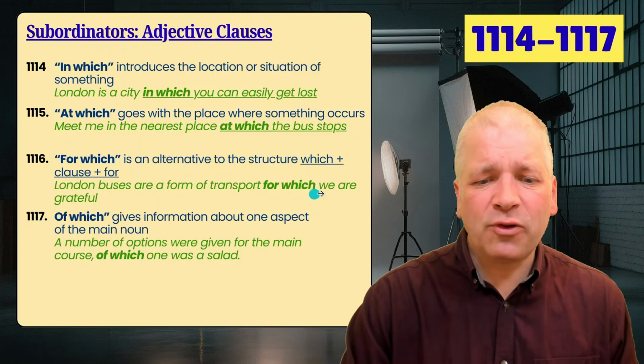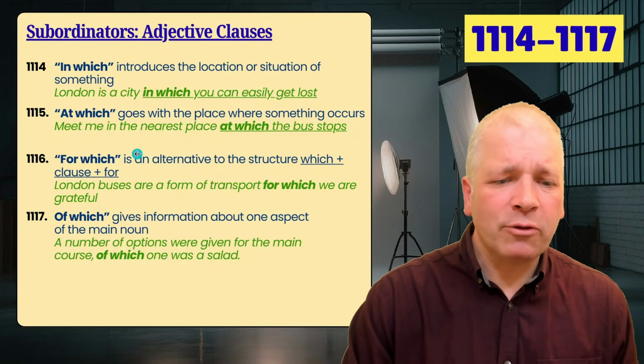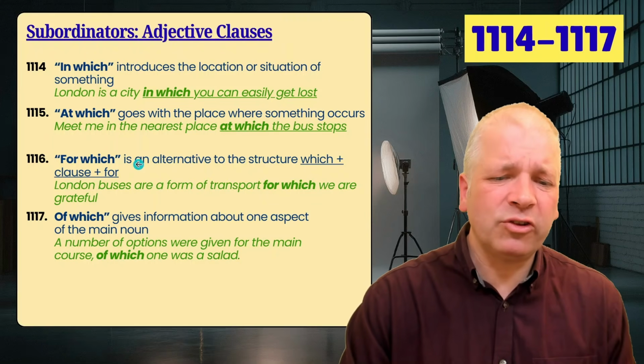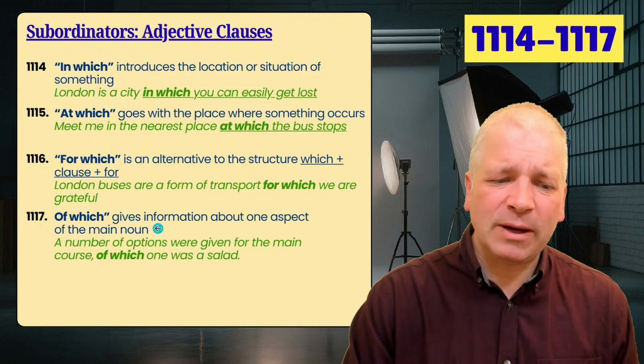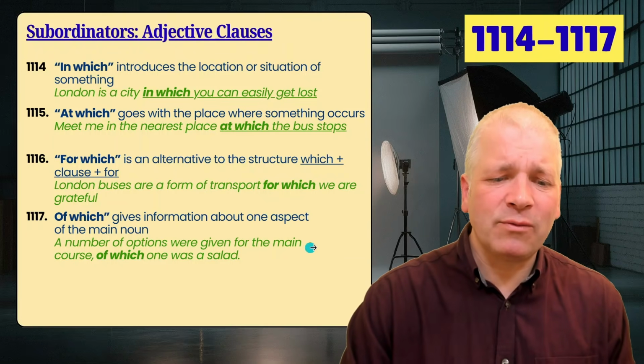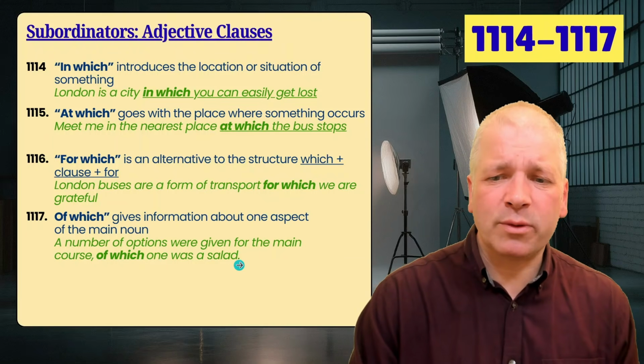London buses are a form of transport for which we are grateful. So "for which" is an alternative to the structure "which plus clause plus for". And "of which" gives information about one aspect of the main noun. A number of options were given for the main course, of which one was a salad.